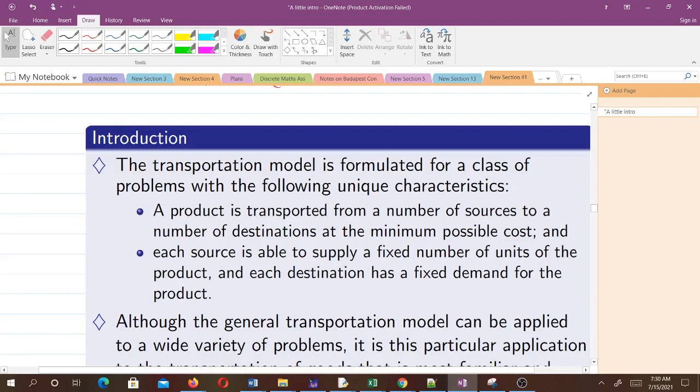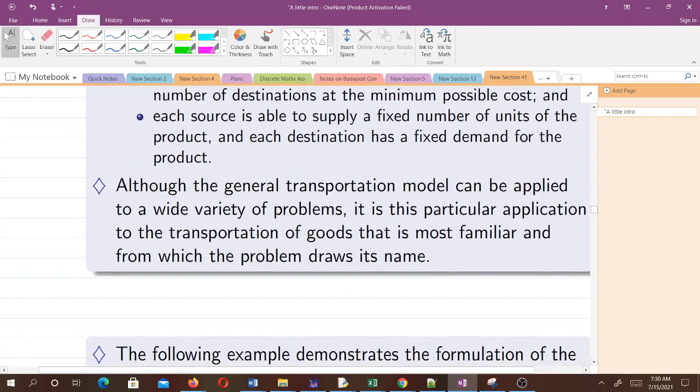Okay, so we consider a product being transported from a number of sources to a number of destinations at the minimum possible cost, and each source is able to supply a fixed number of units of the product, and each destination has a fixed demand for the product. So that's the scenario that we are going to consider.